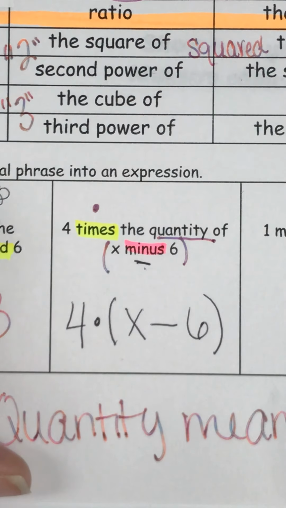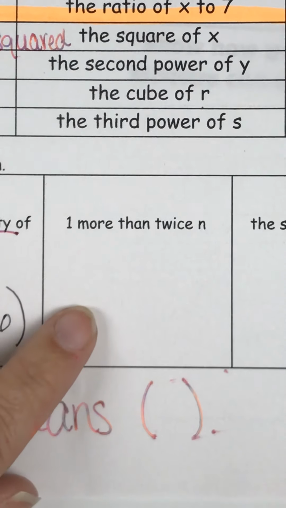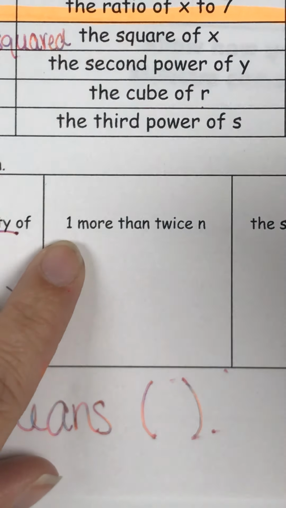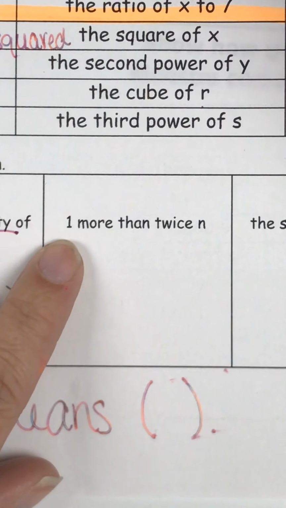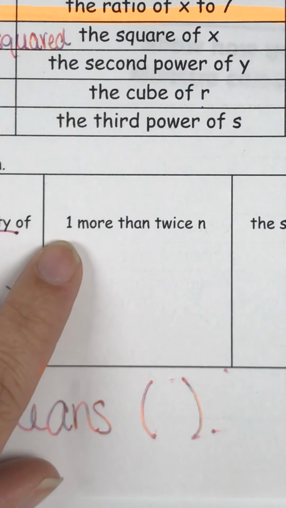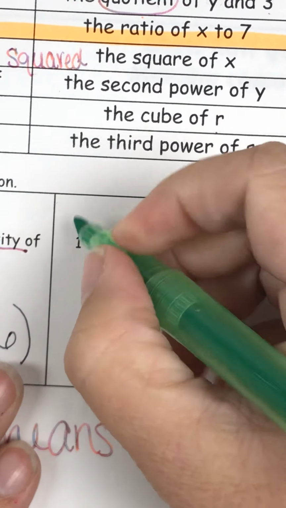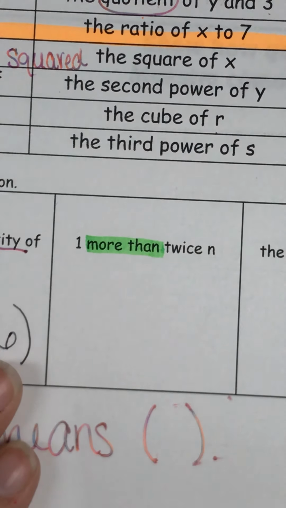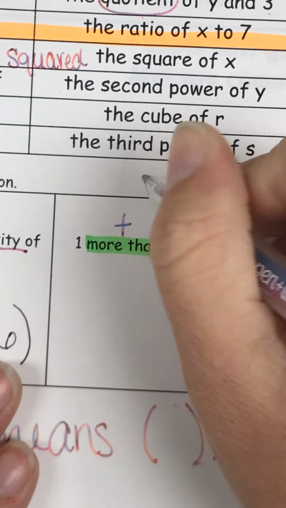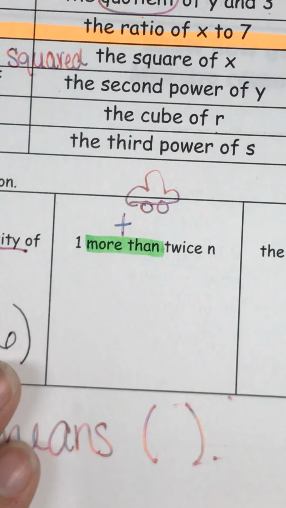That's all I have to do. I'm not asking you to solve it. I'm just asking you to translate it. So the next one: more than twice n. If I look above at my chart, you'll see more than on that very first line, and you'll see that it's a turn it around phrase. More than means addition, so I'm going to highlight it green so I can remind myself I'm going to add. And I'm going to put a plus sign up there. The other thing I'm going to do is draw my little car for my turn it around phrase to remind myself I've got to go backwards.